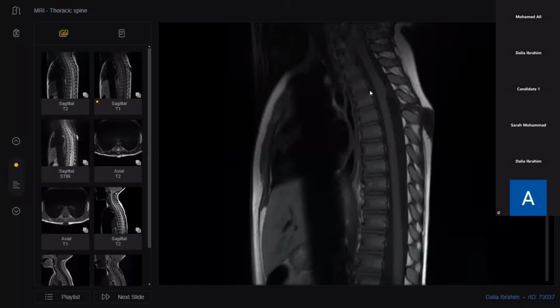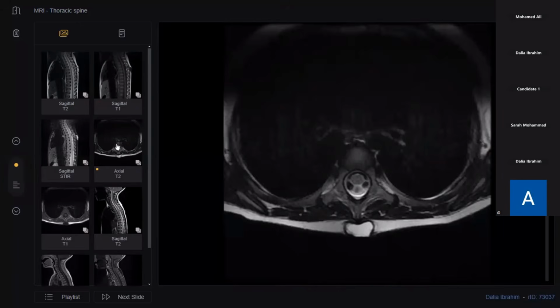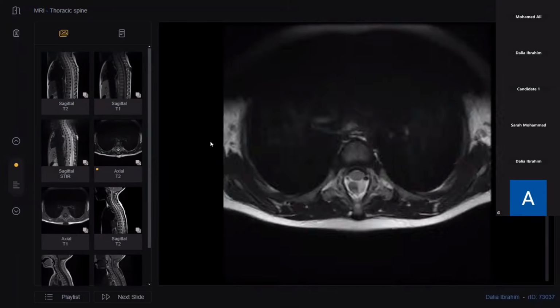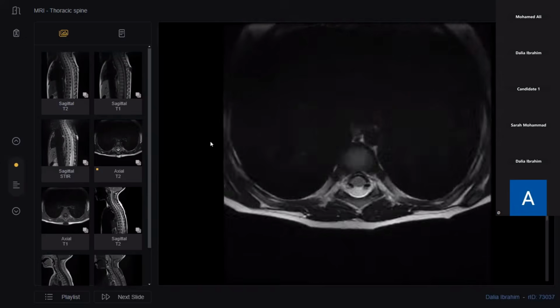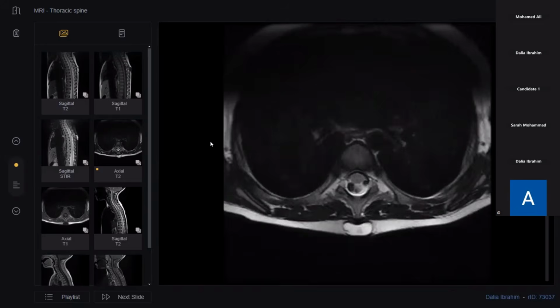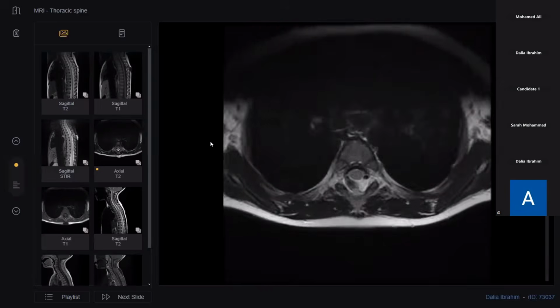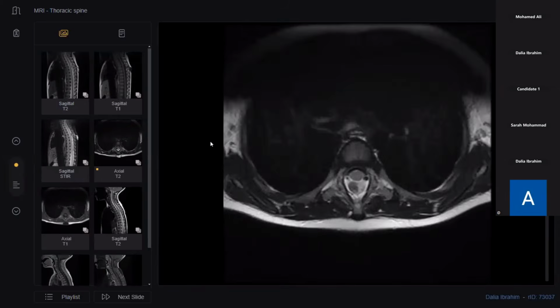Okay, do you want to see the other sequences? Yes, I want to see the axial images. Okay, you can move as you want. And in the axial images at the same level, I can appreciate the posterior elements seem intact. However, it is passing through the level of the intervertebral disc space. I think this fibrous tract is communicating with the posterior spinal canal. But the posterior elements are not deficient at this level.